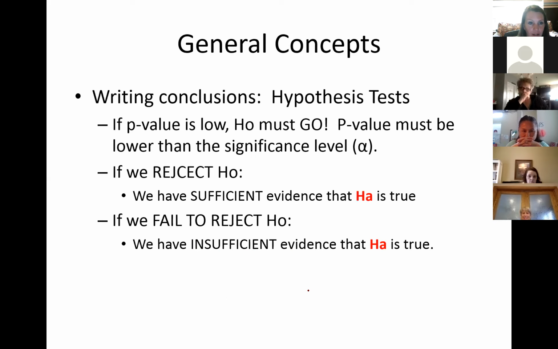When we're looking at hypothesis tests, if the p-value is low, then H0 must go. So if the p-value is less than alpha, then we reject. If we reject the null hypothesis, that means we have sufficient evidence that the alternative is true. If we fail to reject, that means we have insufficient evidence that the alternative is true. Just like on the other test, if they're asking you a question about a conclusion, I recommend writing out the conclusion before you look for the correct answer, because that usually helps you get less confused since there are a lot of options sometimes.